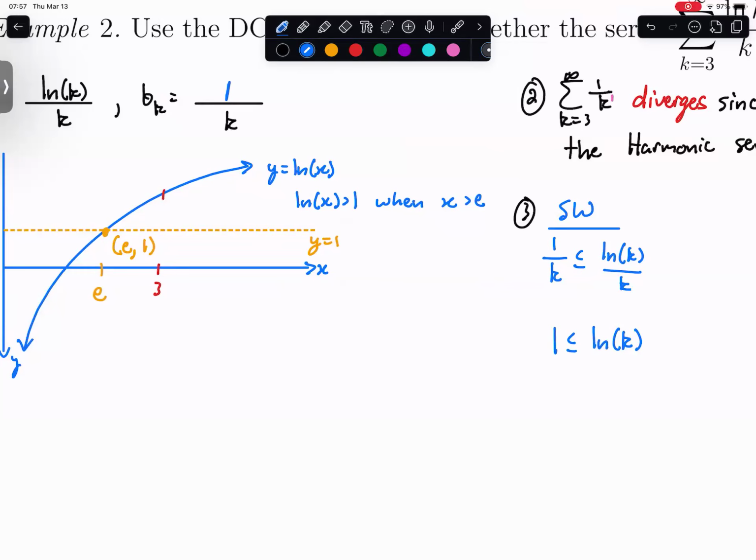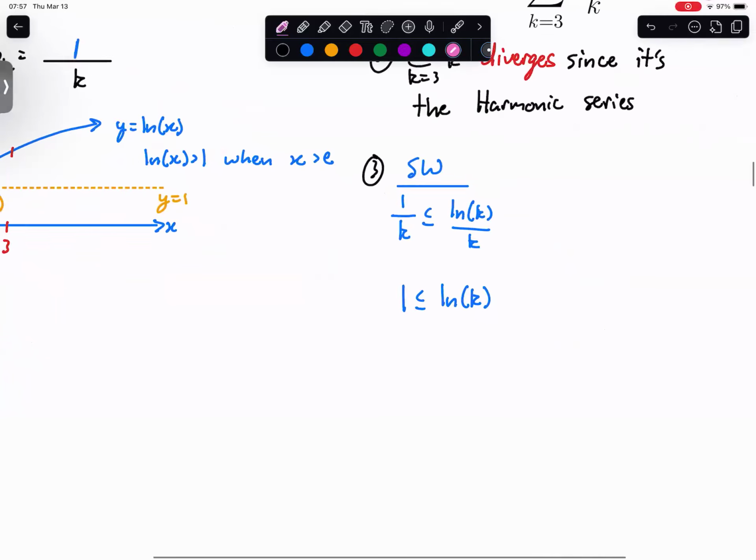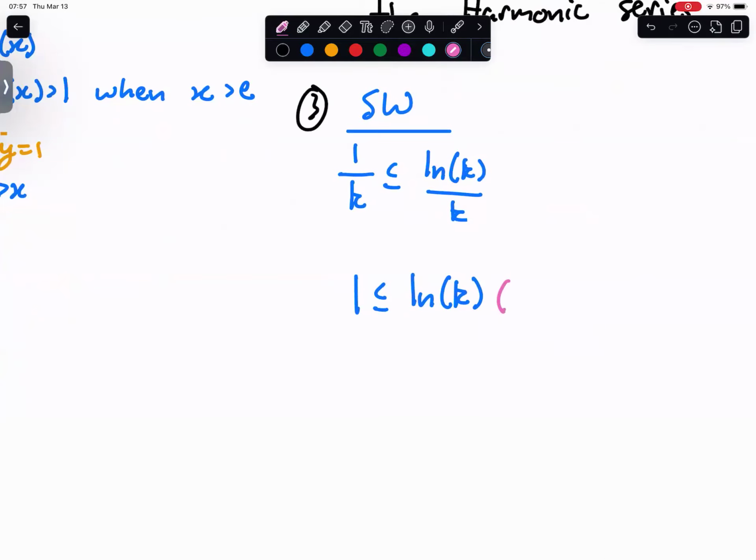From that observation, the natural log function is always bigger than 1 when x is bigger than e. Well, in my scratch work, because my series begins at 3, all values of k that I'm looking at must be bigger than 3. Well, e is 2.78, whatever decimal after that. So k is definitely bigger than e, which means based on that observation, I have this as my starting point.